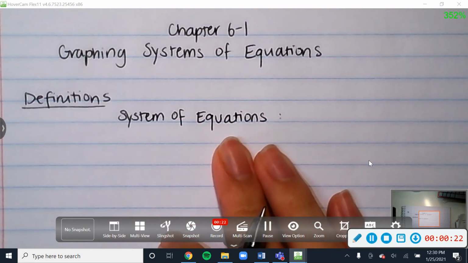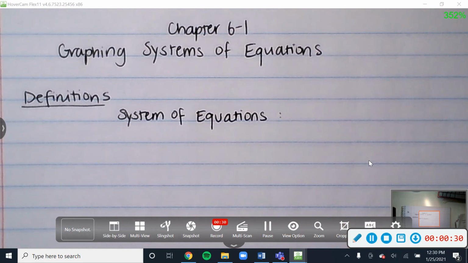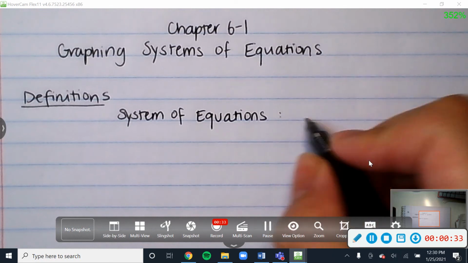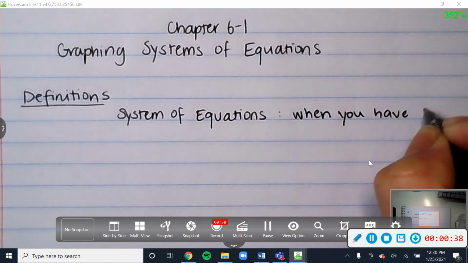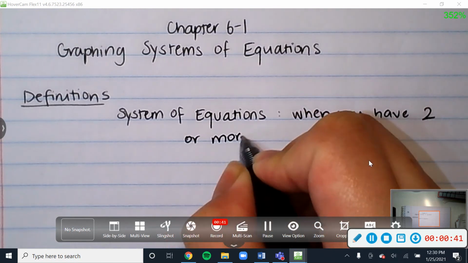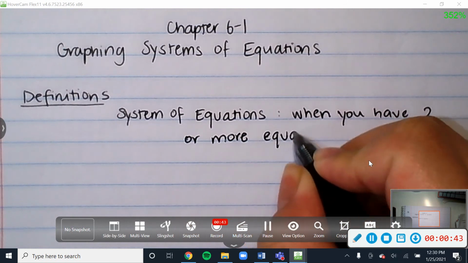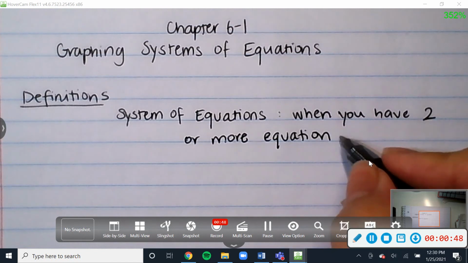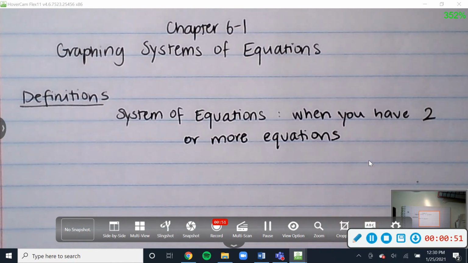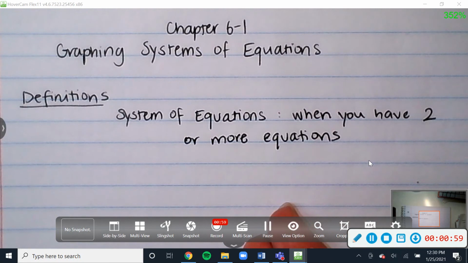This word right here, we're going to be using it a lot for this whole chapter, so it's really important to understand what it means when we say system of equations. A very general way to describe this is just when you have two or more equations, and in this case today we're going to be graphing it, but it means two or more equations either written down in a problem. It could be any type of equation. It could be linear, quadratic, exponential, just when you have multiple equations.